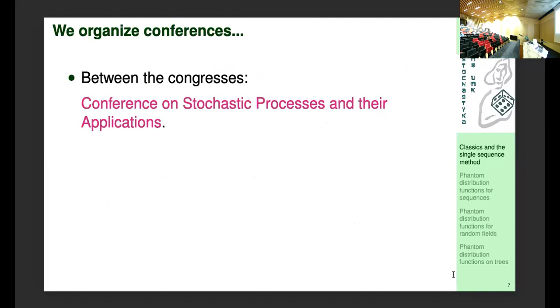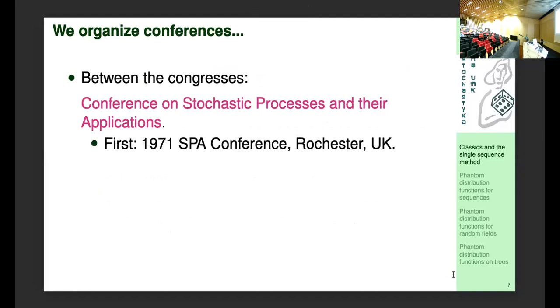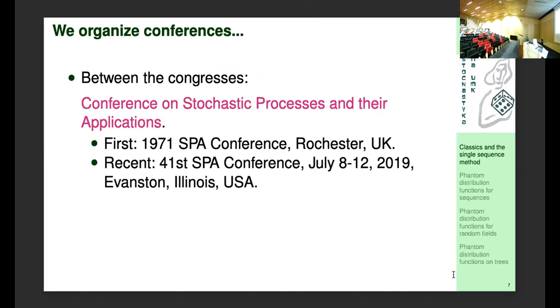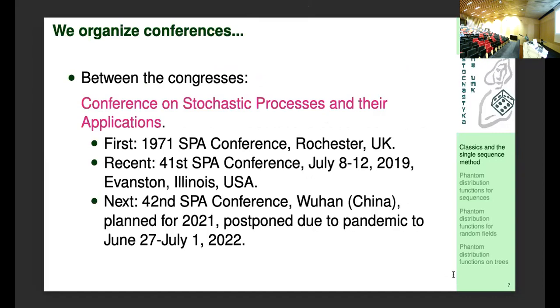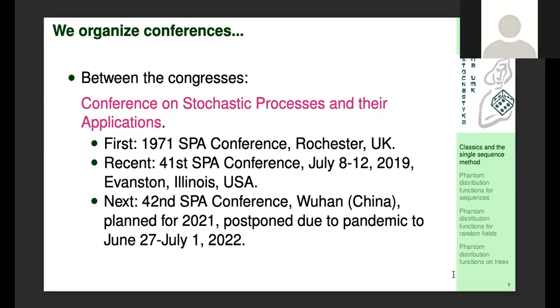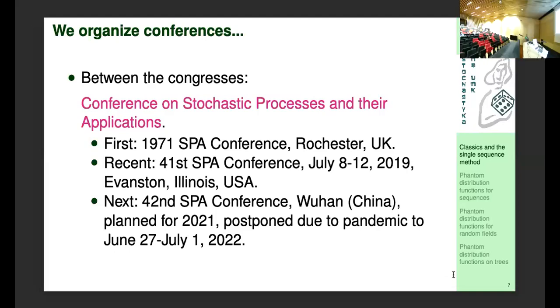The other conferences here, numbers are important. Look. The first conference on stochastic processes was in 1971. The 41st SPA conference was in 2019 in Evanston. Next, the 42nd will be in Wuhan. This was planned for this year, but the shift of the World Congress caused a shift to the next year. We'll see, of course, if it is possible to organize it this time in the physical world, but the number, 42.